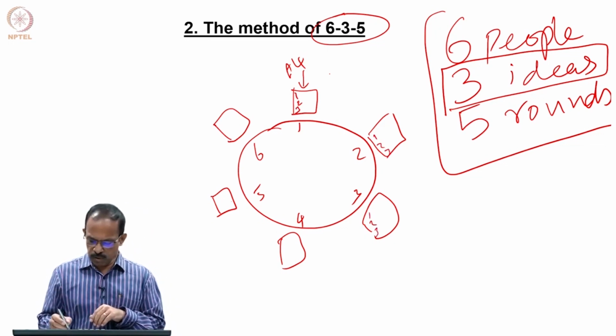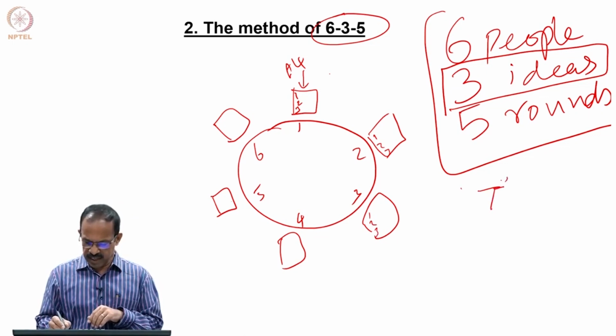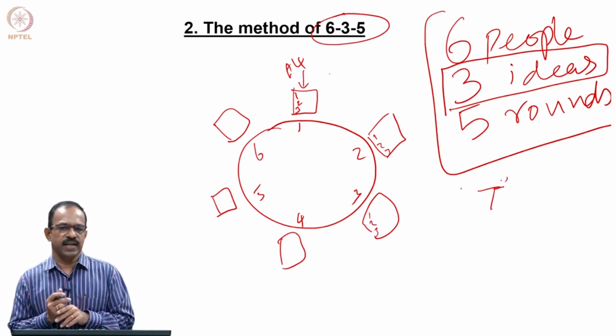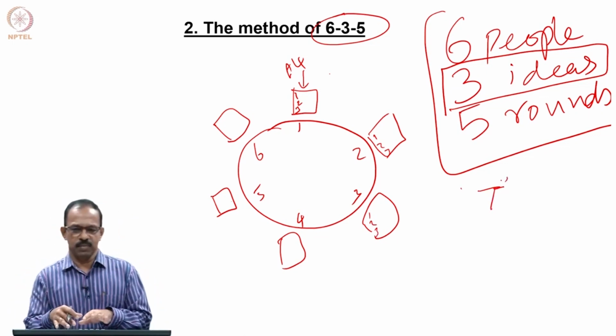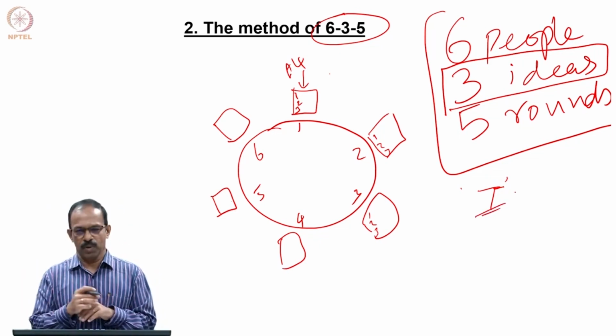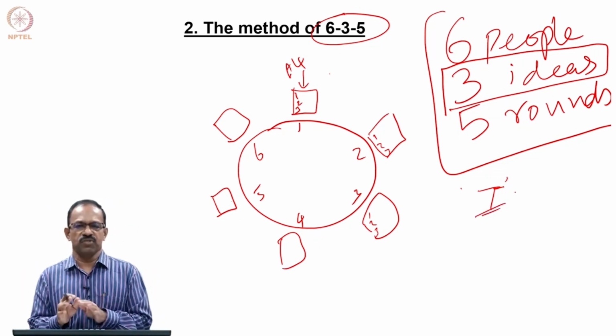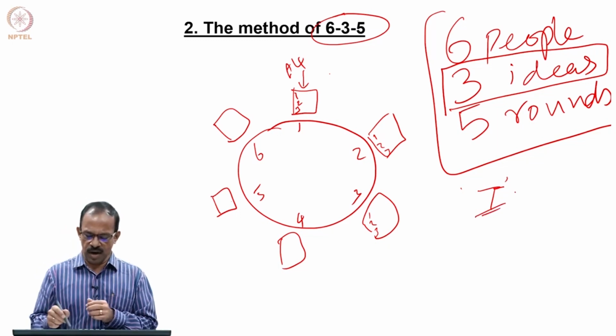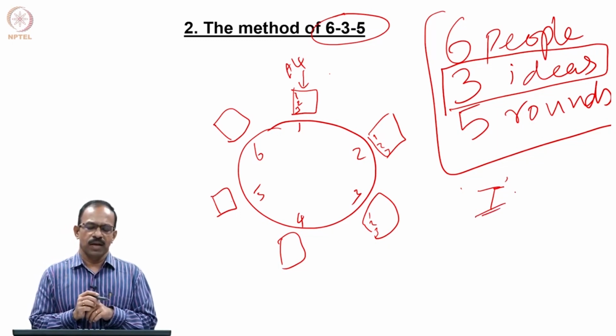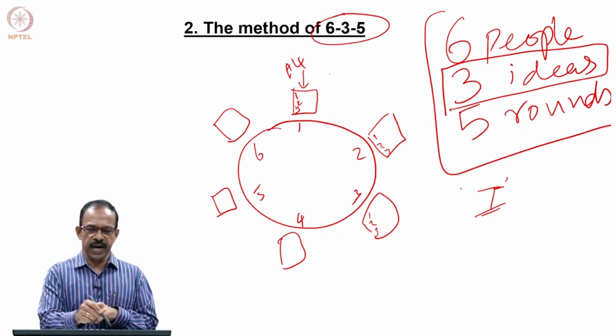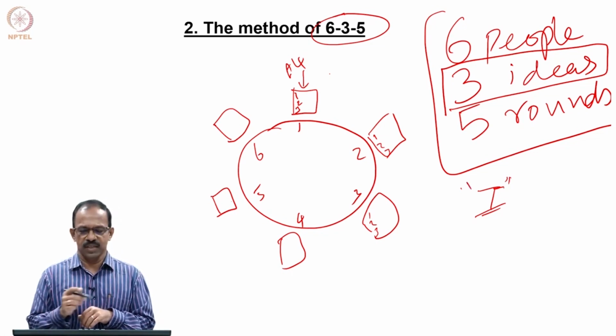Now, this will be given for T minutes. So, we can say, initially given 5 minutes to complete 3 ideas. This T can actually be decided based on the problem. So, we give some fixed time and say that you finish and give 3 ideas within T minutes. So, that is the thing.